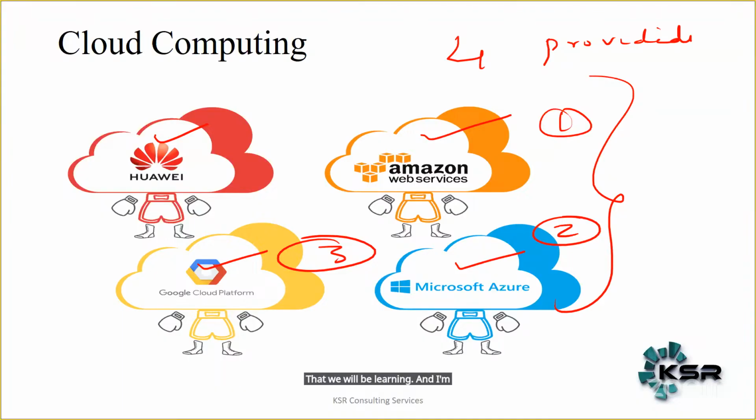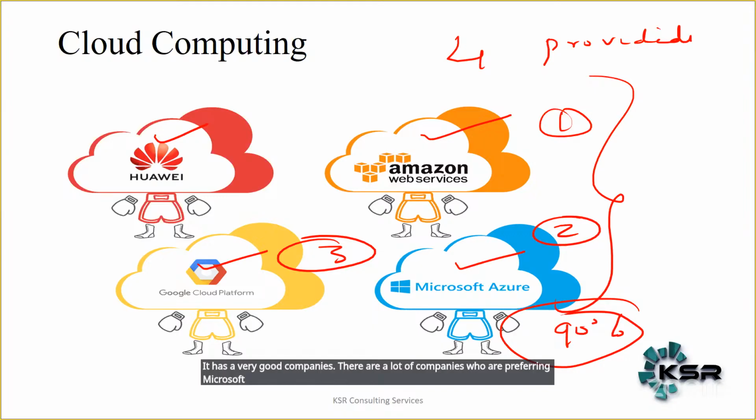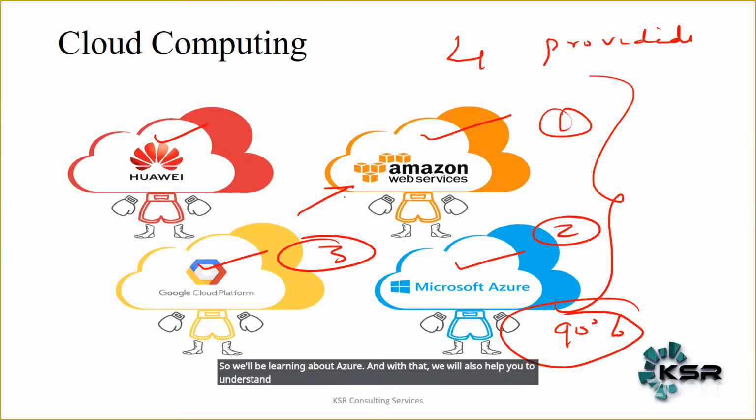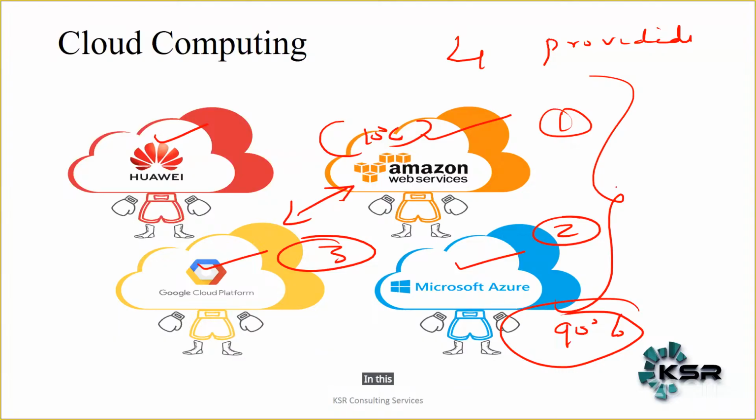And I'm telling you, in our course, 90% we will be learning only Azure. The reason? It's the most widely used in the market, and there are a lot of good companies who prefer Microsoft Azure. With that, we will also help you understand GCP and AWS for about 10%. We'll relate it: the service you learned in one, what will be the related service in the other.